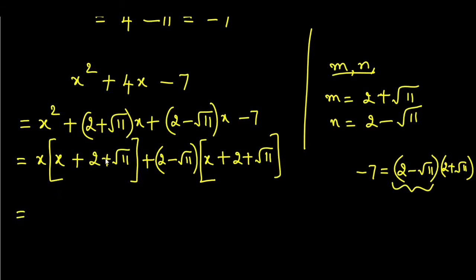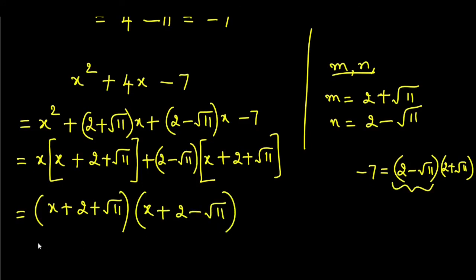Now x plus 2 plus root 11 is the common factor for these two units. So x plus 2 plus root 11 into, here we remain with x and here we remain with 2 minus root 11. In this way, we factorize this quadratic polynomial.